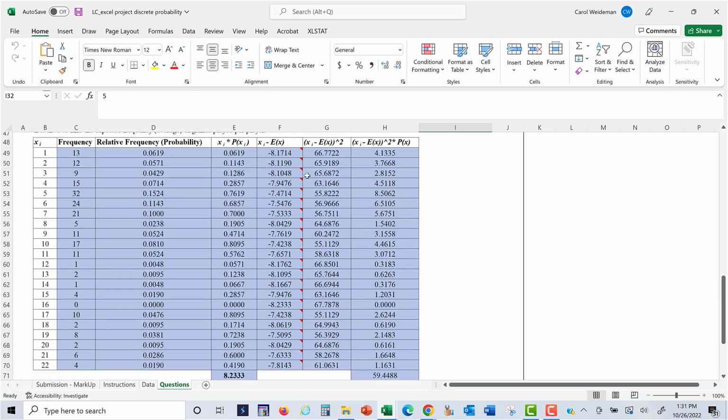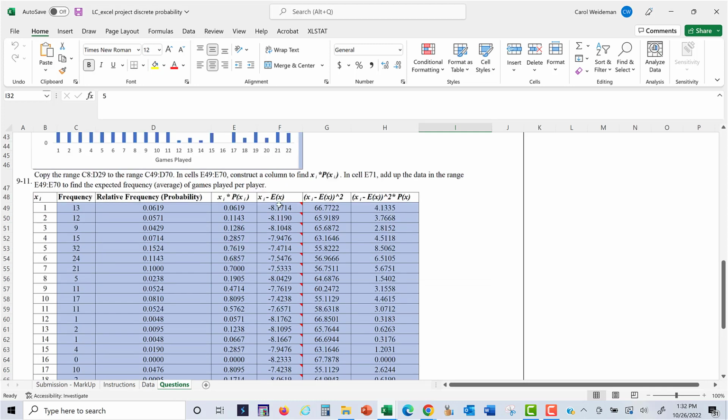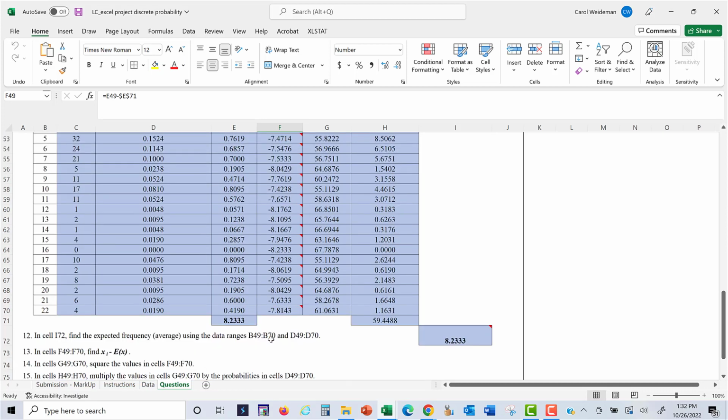Go down here and you have a whole bunch of flags here. So I don't think you're understanding the formula here, because if you look at what you did, you took E49. E49 is x sub i times the probability of x sub i, instead of taking x sub i, which is in B49 over there, and subtracting the expected value. So you didn't do that, which would have been E71. That's why you got that marked wrong. And the same thing all the way down through all these cells here. So that's where your points were taken off.